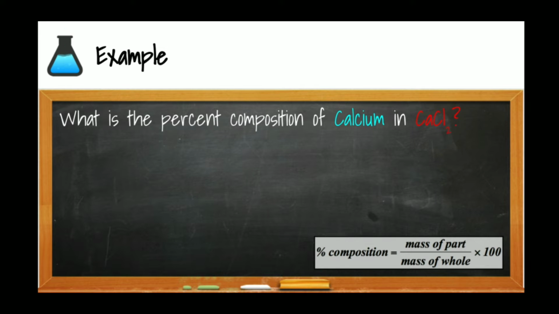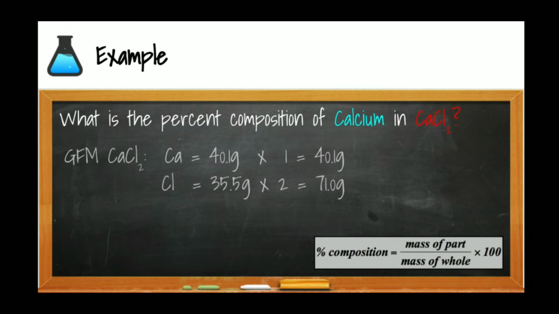So the first thing we'll want to do is to use our periodic table to look up the masses of calcium and chlorine so that we can find the gram formula mass of calcium chloride. Now that we have the gram formula masses of each of the elements, we can substitute into the formula from Reference Table T. Adding up the masses of the calcium and both chlorines, we get a total gram formula mass of 111.1.